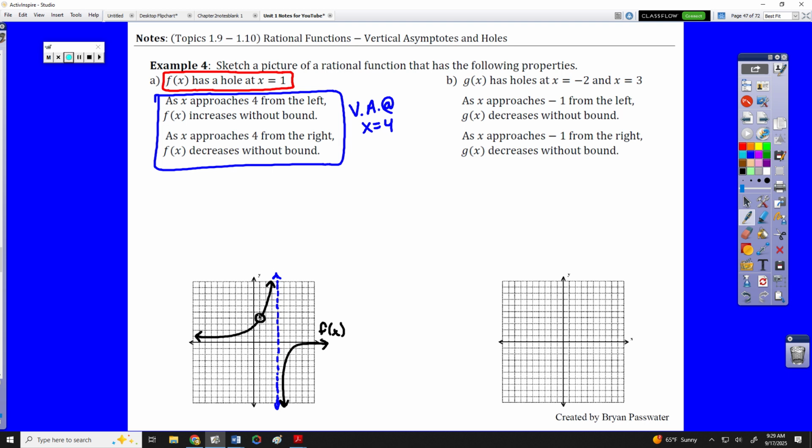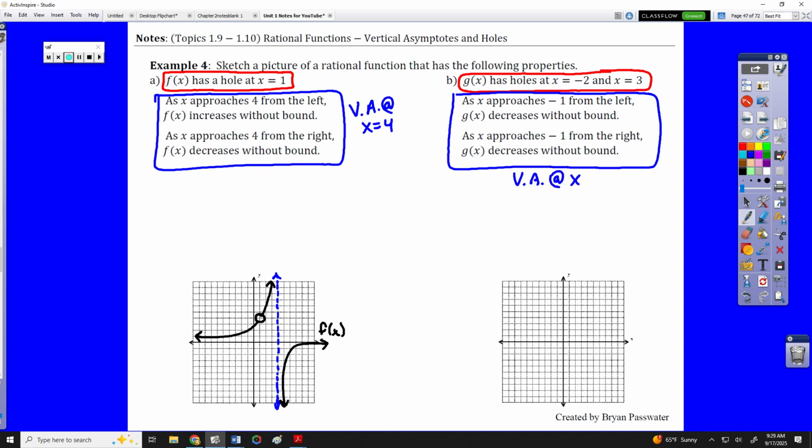Let's do another one. So on letter B, we actually have two different holes. We have g of x has a hole at x equals negative 2 and x equals 3. And then we have a verbal description of a vertical asymptote at x equals negative 1 with an even multiplicity. That's fairly easy for us to deal with in terms of drawing. So what we do is we put in our vertical asymptote, which is at x equals negative 1. So that's a vertical line through negative 1.